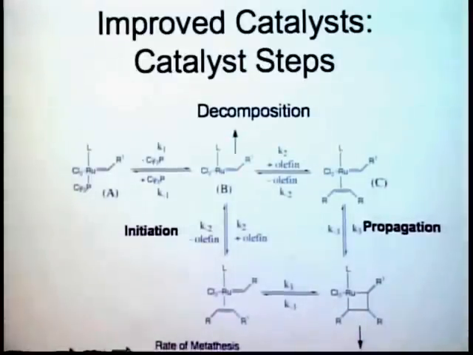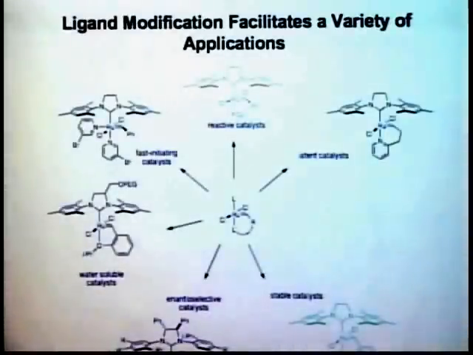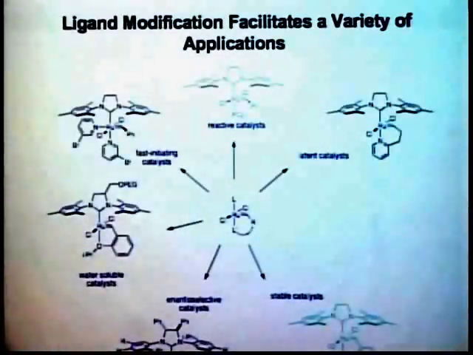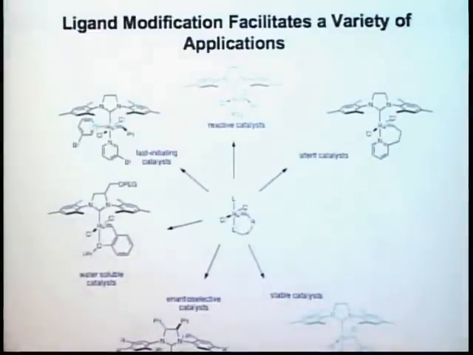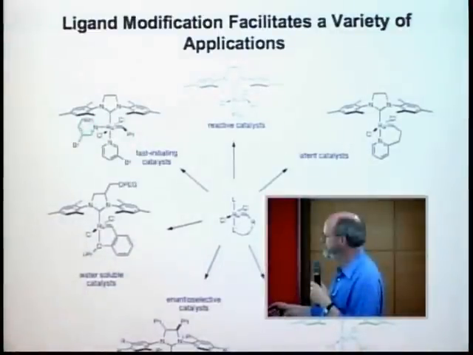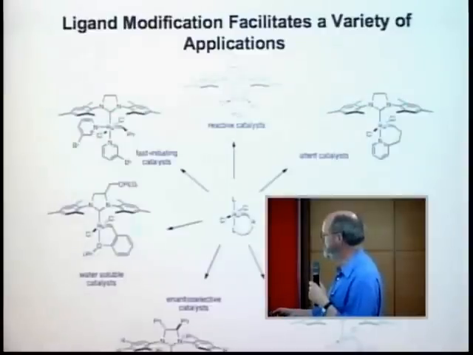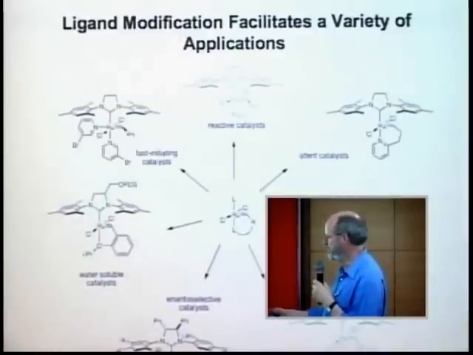So that's the strategy. We've done this with lots of different compounds, and these are just ones we've made in our laboratory. You see they all have the same core, which is ruthenium, carbon, two chlorines, but then they have all kinds of different ligands on them. This one makes it water soluble, so we can do chemistry in water. So we're doing biological transformations with that.